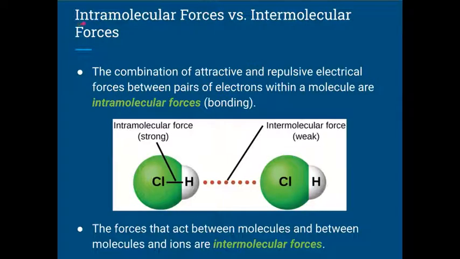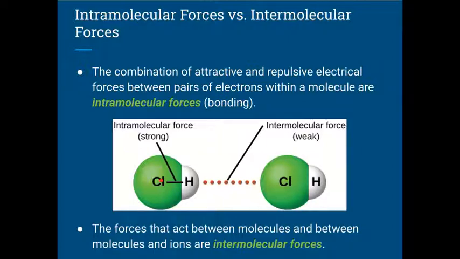First, let's clarify the difference between intramolecular forces and intermolecular forces. The combination of attractive and repulsive electrical forces between pairs of electrons within a molecule are intramolecular forces. So that's the bonding that we've talked about. Here we have HCl. You can see these two shared electrons between the hydrogen and the chlorine. That's an intramolecular force, the actual bond itself.